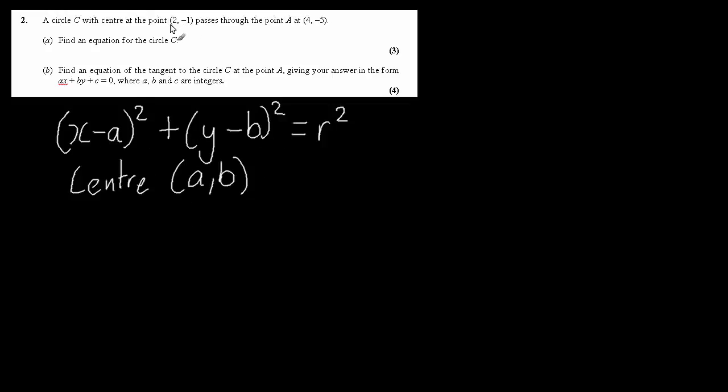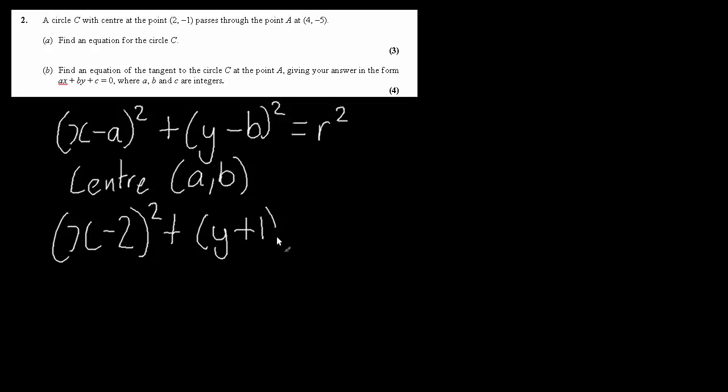So if we look at our circle, it's got centre 2, minus 1. So straight away we can change this for our circle and have (x minus 2) all squared plus (y plus 1) squared. We don't know what the radius is yet though.